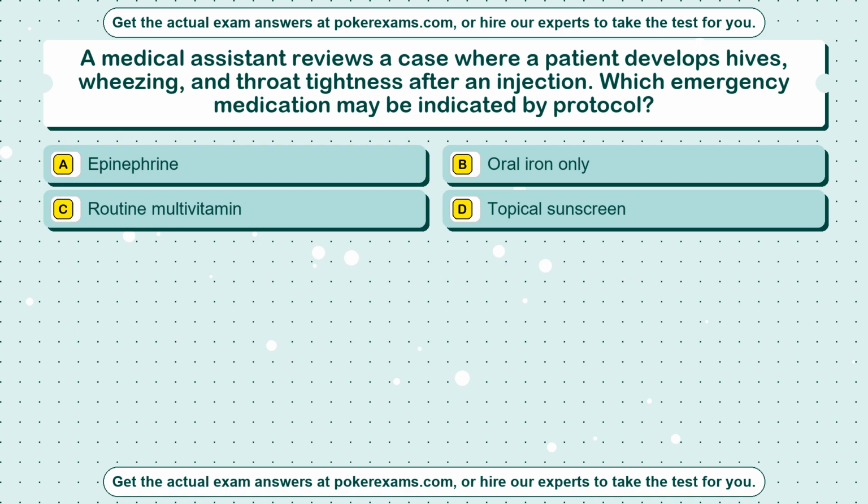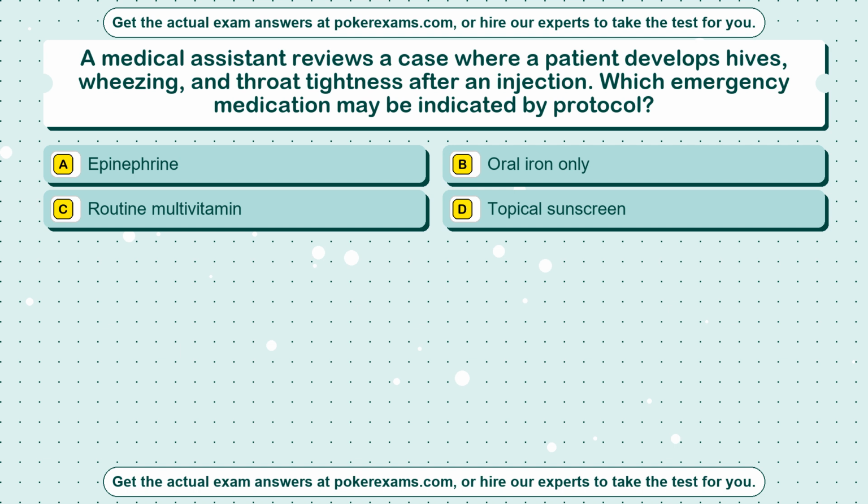Question 46. A medical assistant reviews a case where a patient develops hives, wheezing, and throat tightness after an injection. Which emergency medication may be indicated by protocol? Option A, epinephrine. Option B, oral iron only. Option C, routine multivitamin.